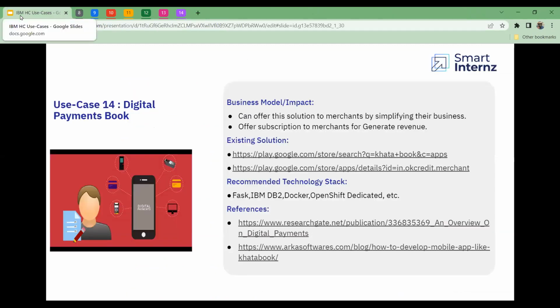So I suggest you all explore the references and existing solutions to know more about what they haven't implemented in the existing solutions like Khata Book and OK Credit, and how we can give more customer relationship management for the shopkeepers. How can we make their lives easier? You can also use the references for the overview of digital payments, and you can refer to more websites and find more things, and understand more about the problem statement, and create one application that's helpful for everybody.